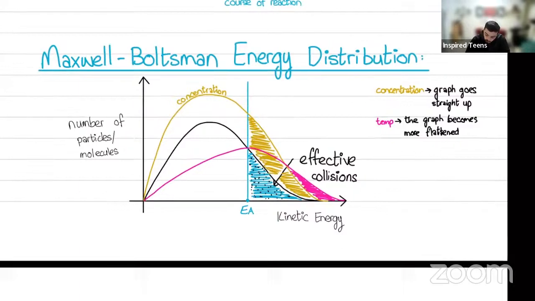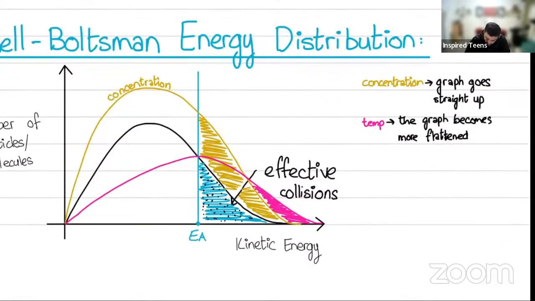And then there's one more thing, and that is if we add a catalyst. So adding a catalyst, how does that affect our graph? Adding a catalyst, basically the activation energy moves to the left. The activation energy moves to the left. So instead of the activation energy being here, the activation energy may be found here now.